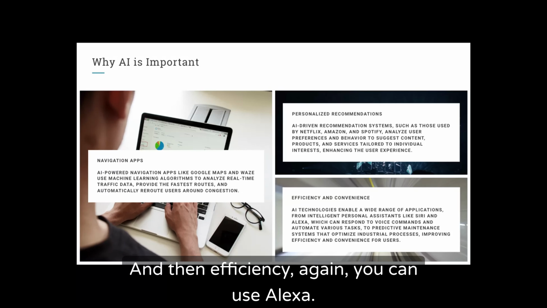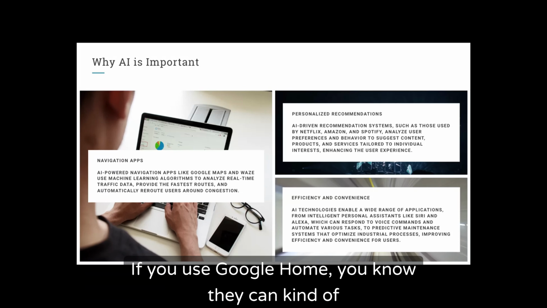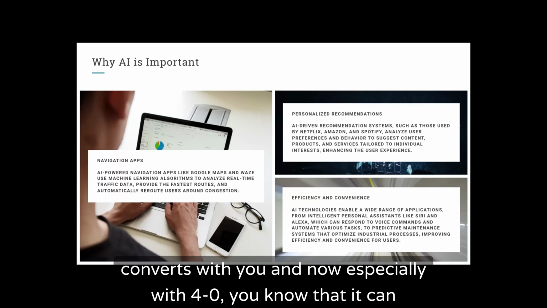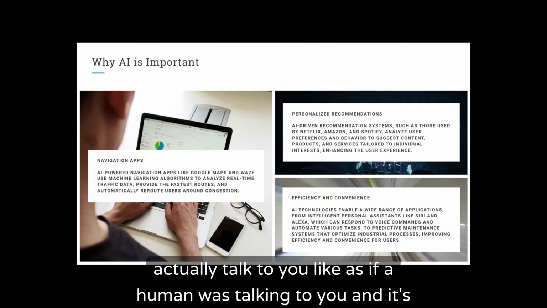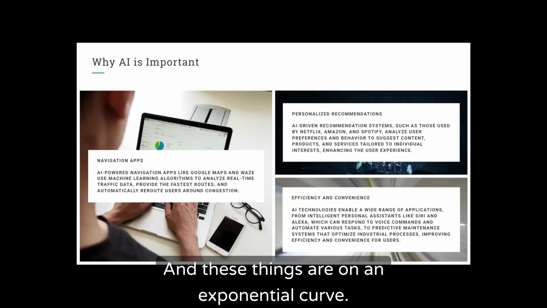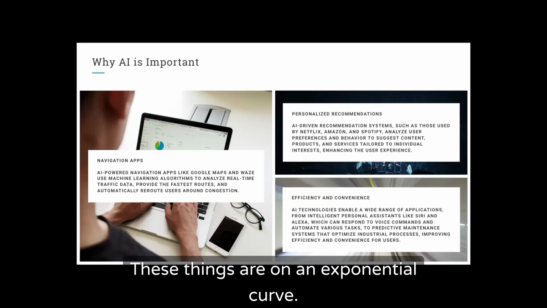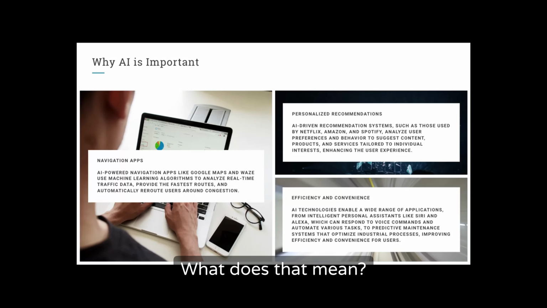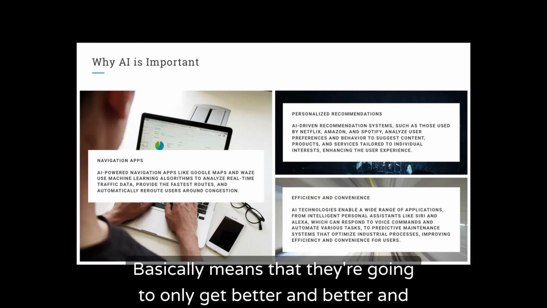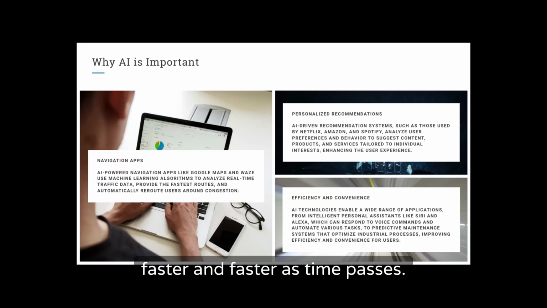And then efficiency, again, you can use Alexa. If you use Google Home, they can converse with you. And now especially with 4.0, it can actually talk to you as if a human was talking to you, and it's really, really good. And these things are on an exponential curve. That's another thing you have to realize: human intelligence is not on an exponential curve. These things are. What does that mean? It basically means that they're only going to get better and better and faster as time passes.